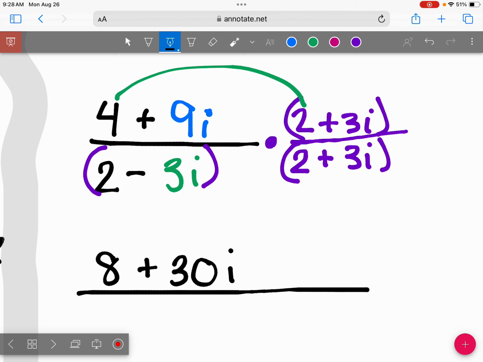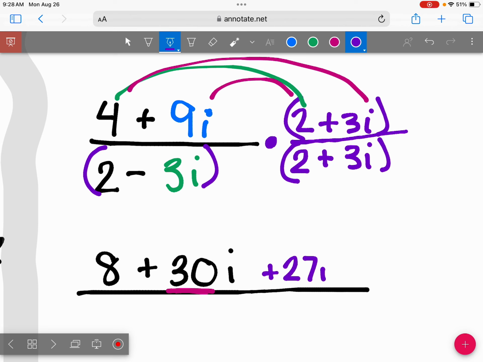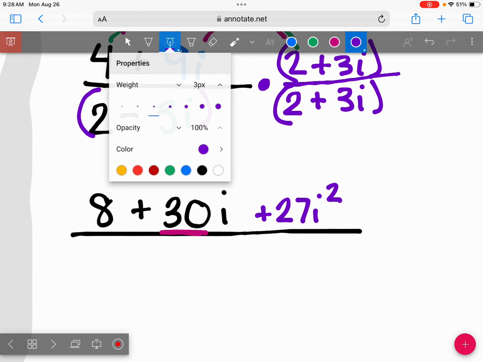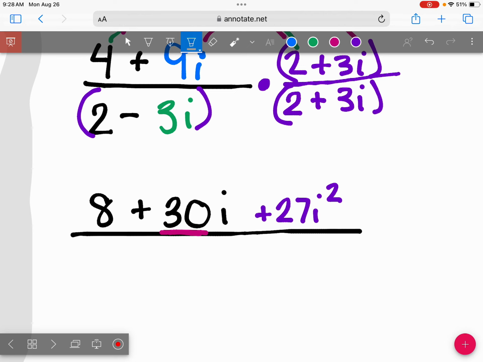I am okay with you doing that jump right there. That's totally fine. That's the 9 times 2 plus the 3 times 4 in the same step, and then they added those together. So that was this one and this one to make this one. And then we have our 9i times 3i to give us plus 27i squared. If you want to switch that to your negative 1 on that step, I'm okay with that too. And our denominator, we can also go straight to our perfect square form.